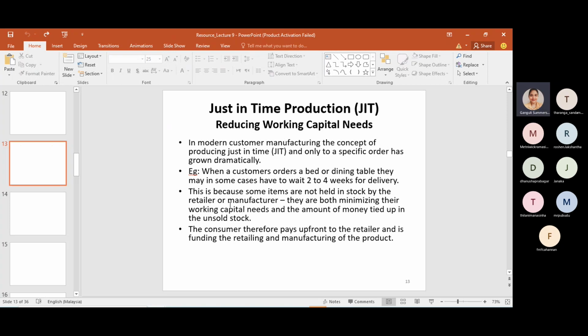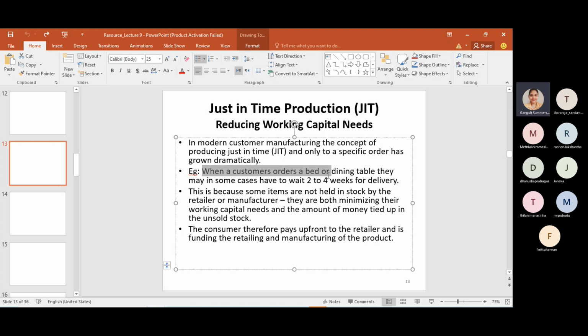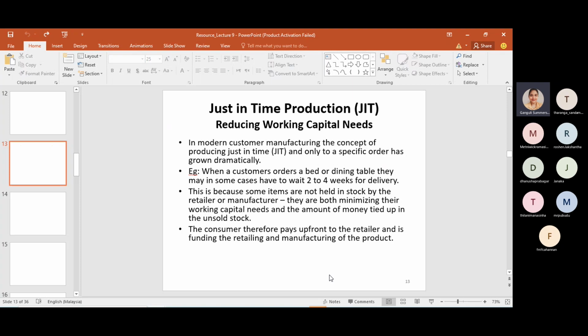For example, when a customer orders a bed or a dining table, they may, in some cases, have to wait for 2 to 4 weeks for delivery. Why do they have to wait for 2 to 4 weeks? Because the manufacturer is starting the manufacturing process only after receiving the order. හදලා තියාගෙන ඉන්නේ නැහැ, order එක ආවට පස්සේ තමයි හදන්න පටන් ගන්නේ. They will start making it only after they get an order from a customer.